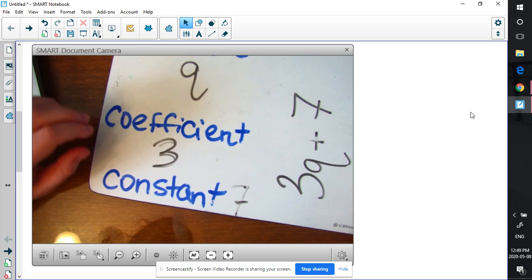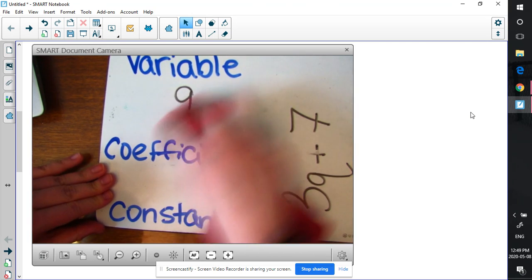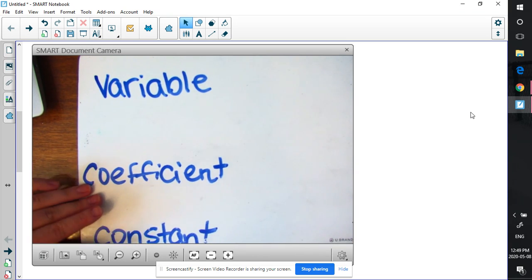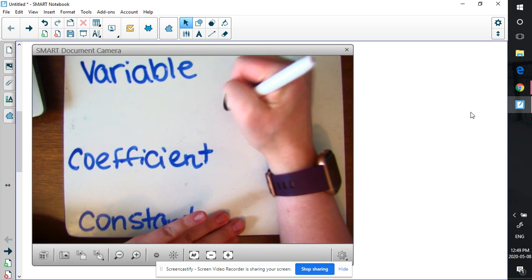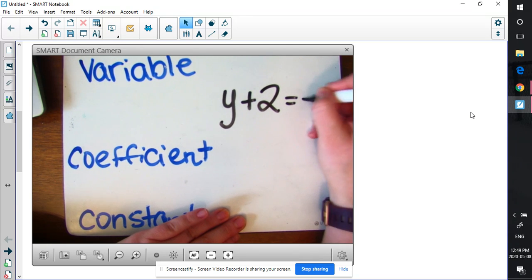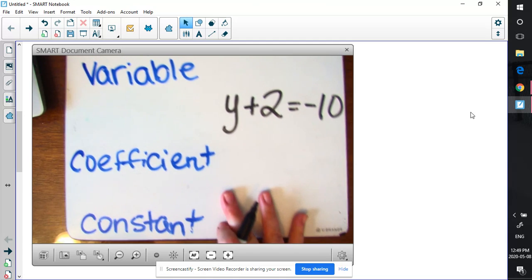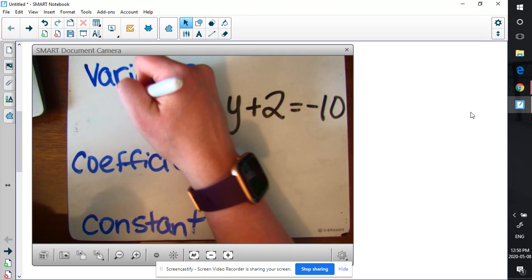Let's do another example. This time I'll do an equation. We can find each of these with both expressions and equations. Y plus 2 equals negative 10. So remember that the variable is the letter. So the variable for this one would be y.